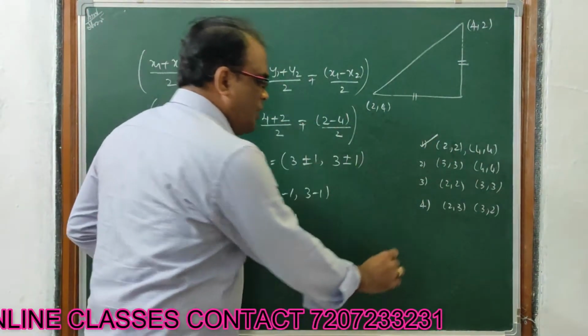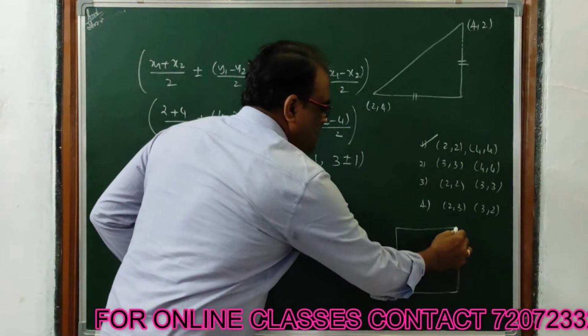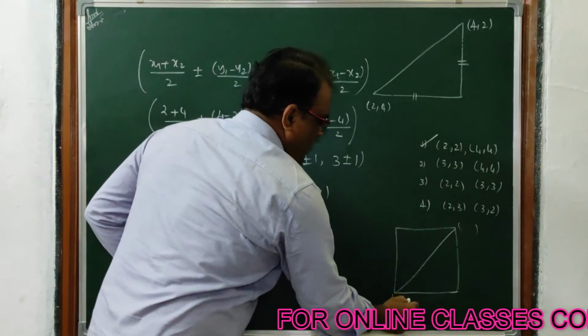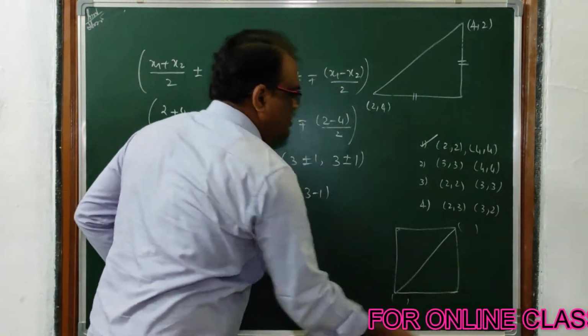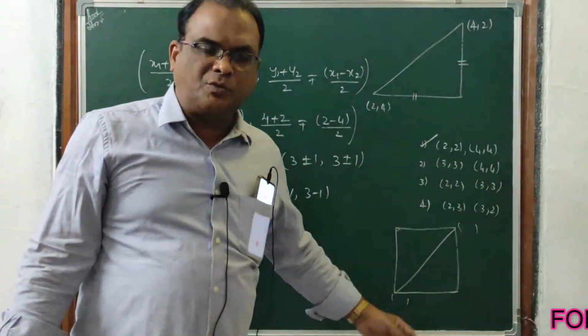The same formula can be used for a square when the extremities of a diagonal are given. With these two, we can easily find the other two vertices using the same formula. It is meant for a square.